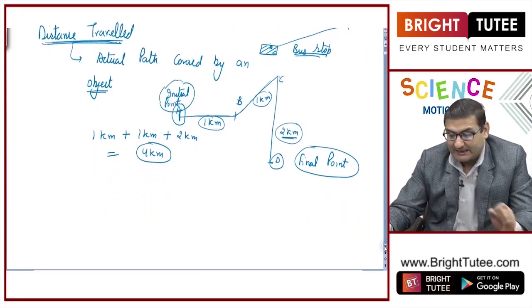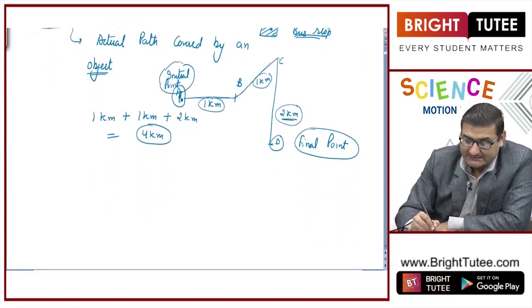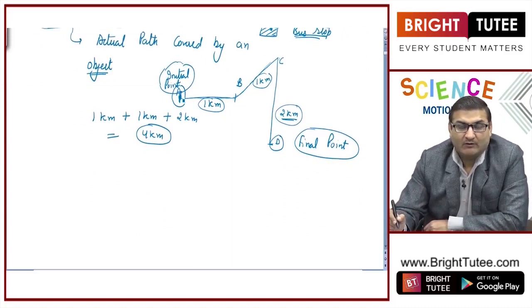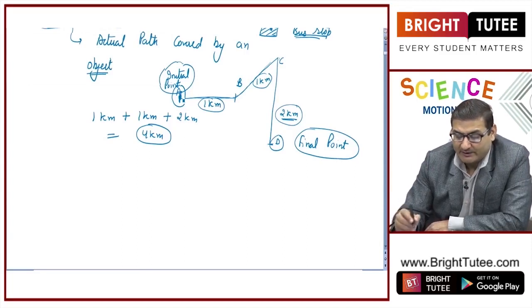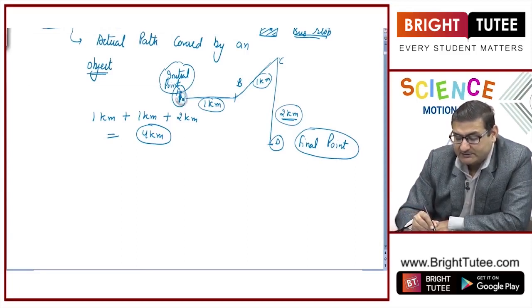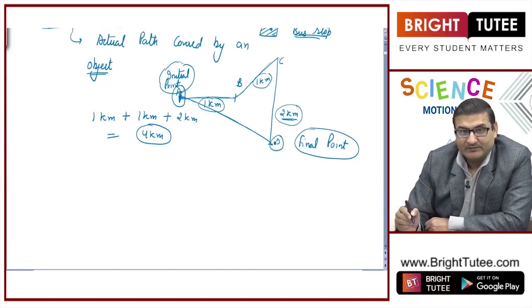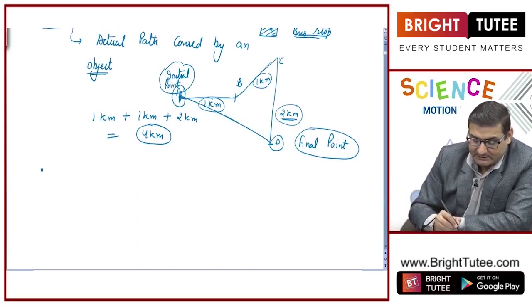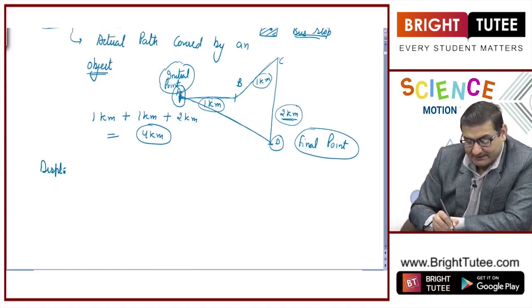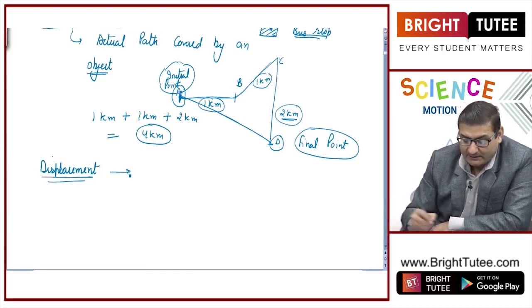But when I talk about the shortest or the straight or the perpendicular distance, because we say that the perpendicular distance is the shortest distance between 2 points, then from this initial point to my final position, the shortest distance between the initial and the final position is termed as displacement.